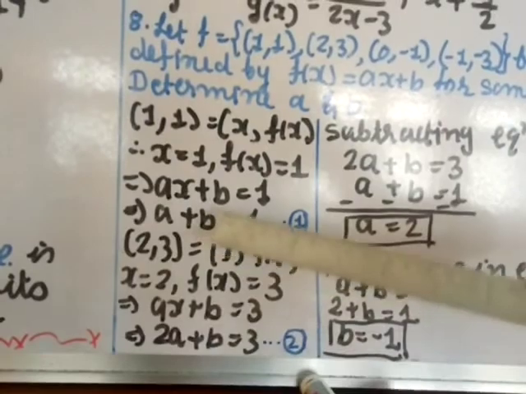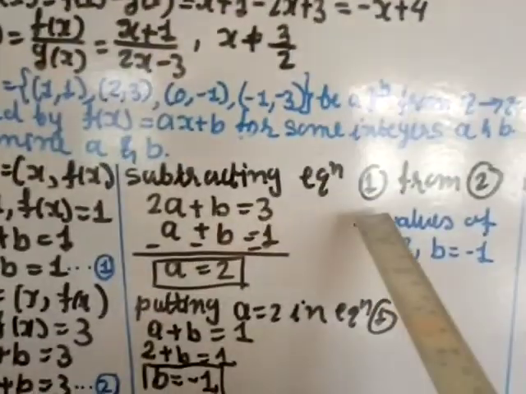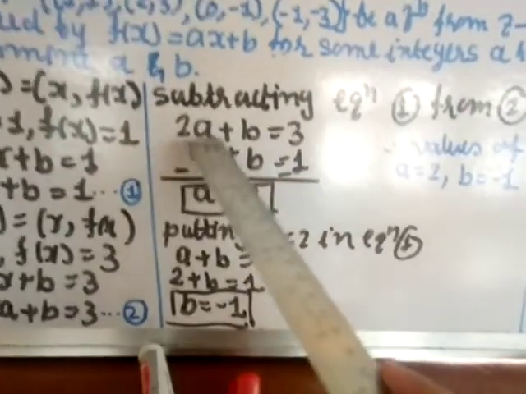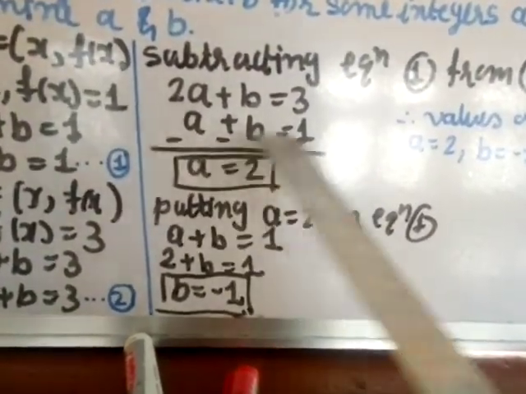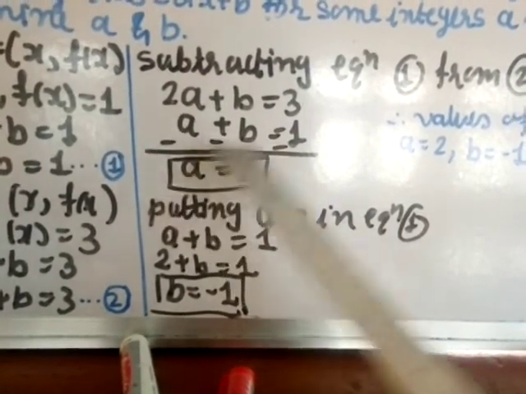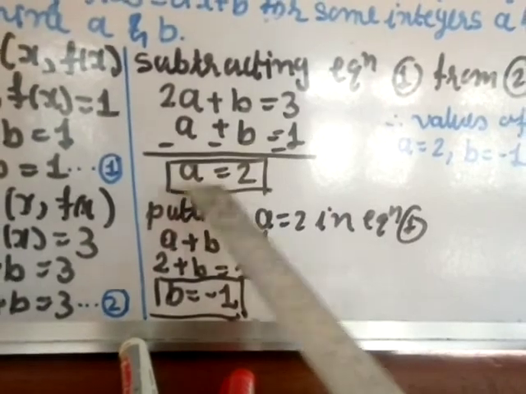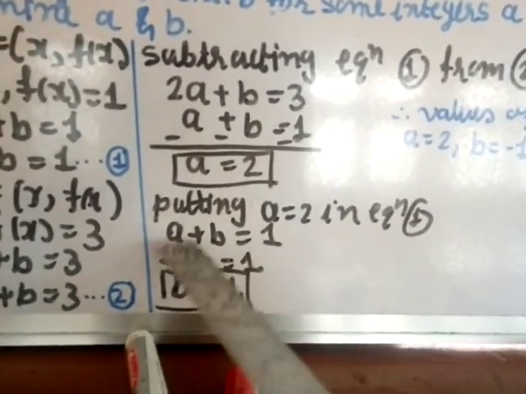Now we have to find a and b. So let us eliminate b first. So I will subtract equation 1 from 2. Subtracting equation 1 from 2. So 2a plus b is equal to 3 and a plus b is equal to 1. Change the sign. The b plus and b minus cancel. 2a minus a gives you a. 3 minus 1 gives you 2. Put this value in equation 1 or 2. I am putting in 1. a plus b is equal to 1. Put a equal to 2.